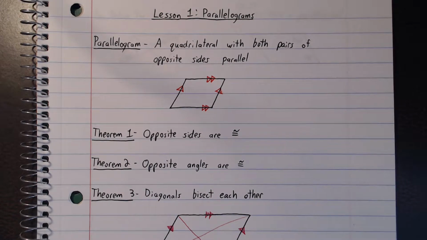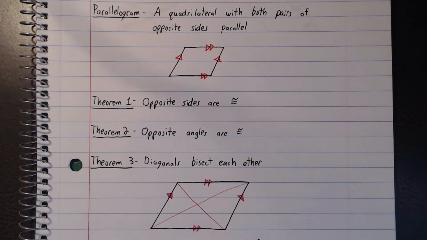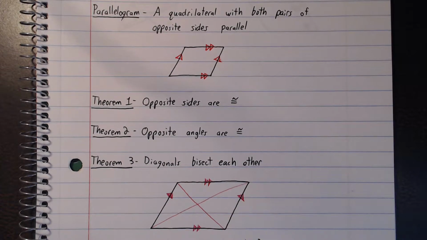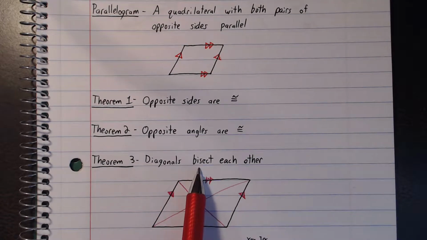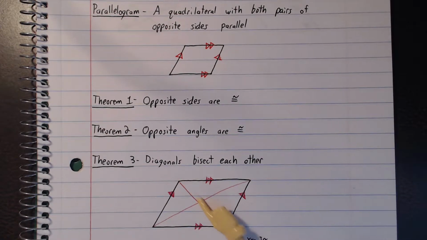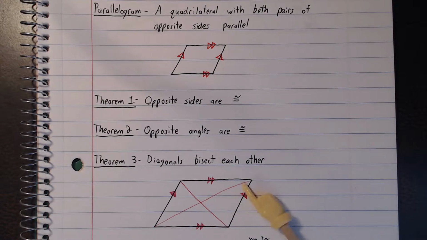We have a couple of interesting theorems that work directly with parallelograms. Our first theorem is going to be that opposite sides are congruent. Our second theorem is that opposite angles are congruent. And our third theorem is going to tell us that the diagonals bisect each other. So I've actually drawn in the diagonals right here for us, right? They go from one angle to the opposite, so it's a line segment. Again, we have a diagonal here.